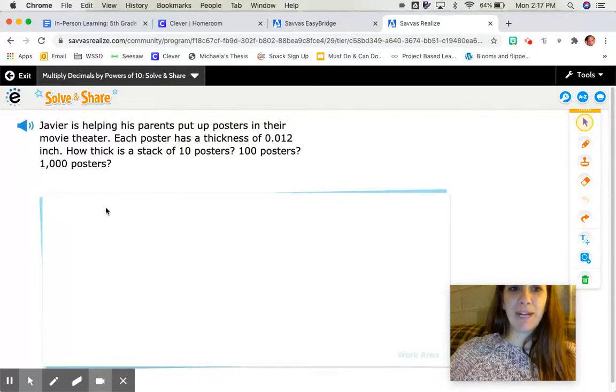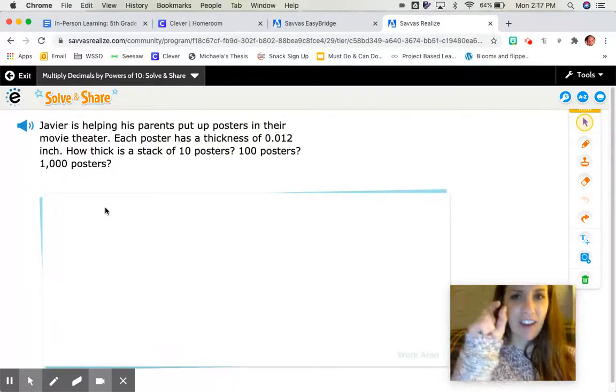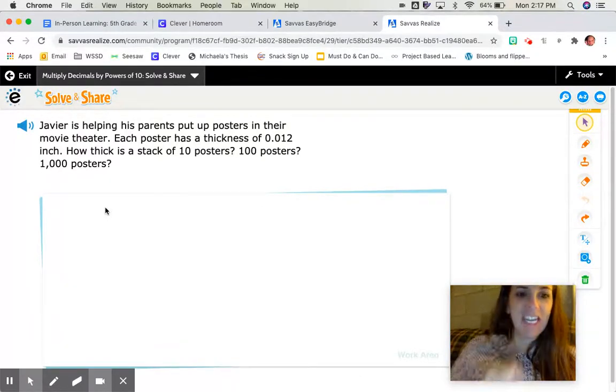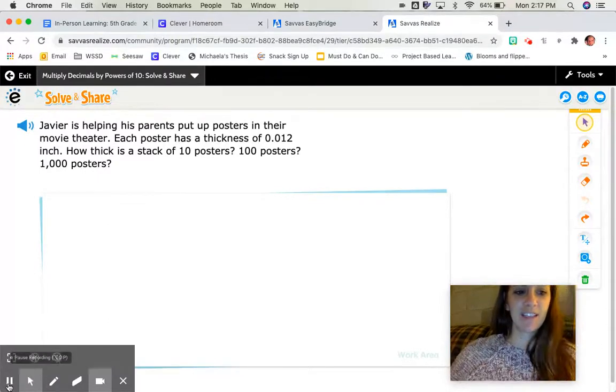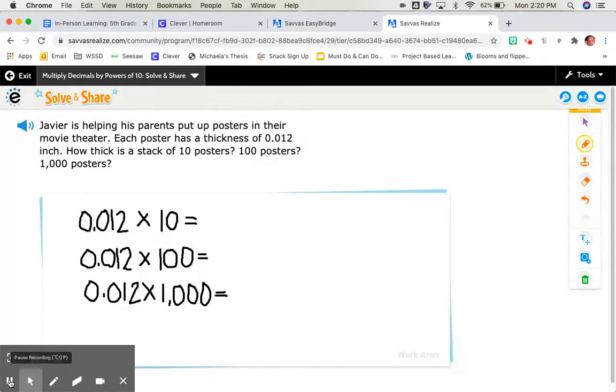Javier is helping his parents put up posters in their movie theater. Each poster has a thickness of 0 and 12 thousandths inch. It's a very small thickness, which is expected for a poster. How thick is a stack of 10 posters, 100 posters, and 1,000 posters? Pause the video and try it on your own in your book. And when you're ready, hit play again to check your answer.